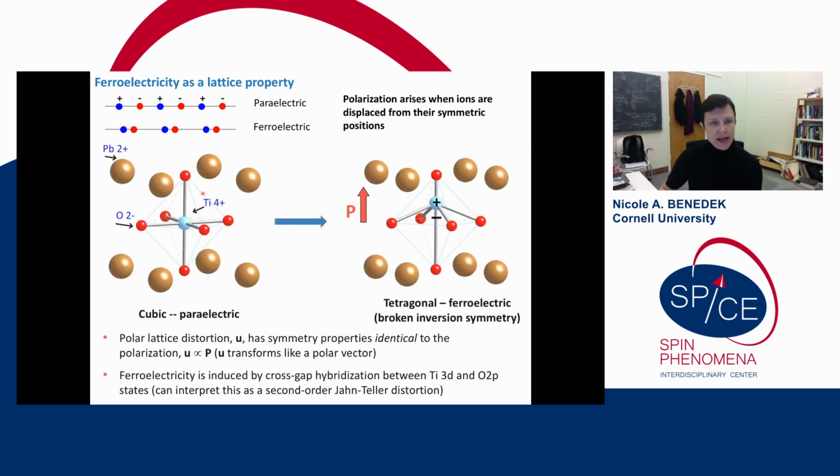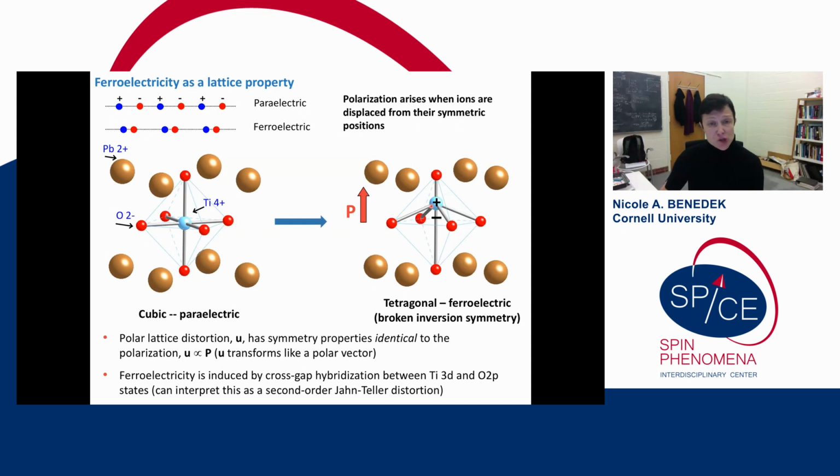So in lead titanate, in the structure on the left, it's cubic, all the ions are sitting on high symmetry sites, and the polarization is zero. In the structure on the right, the titanium ion has moved up a bit. Actually, all of the ions move. This picture is a simplification. That breaks the symmetry and allows a spontaneous polarization to arise. And in lead titanate, the polarization is switchable with an applied field, so it's actually ferroelectric.